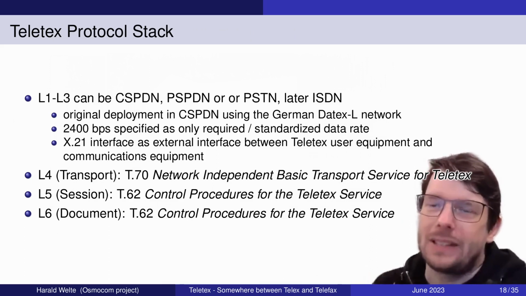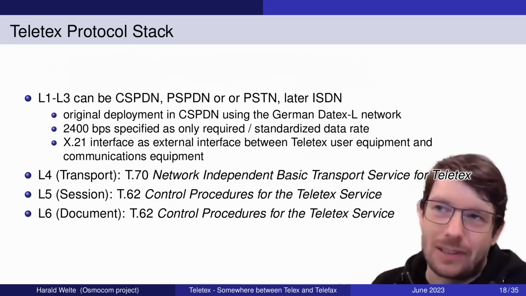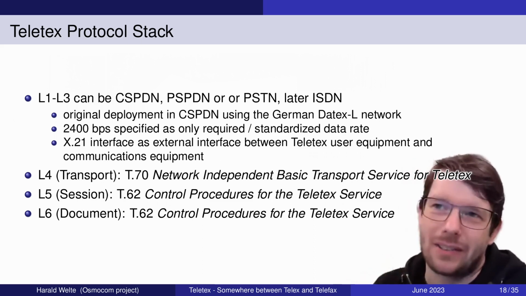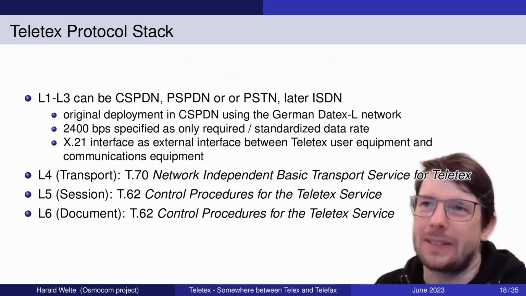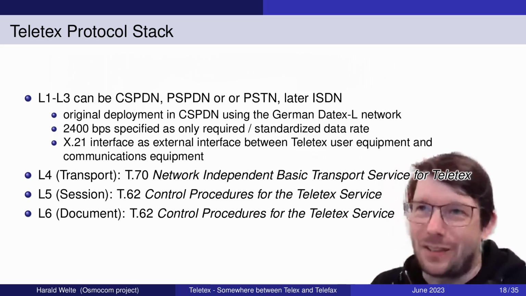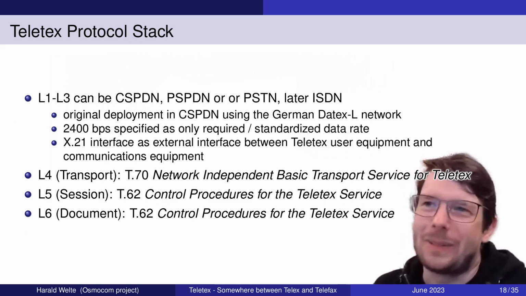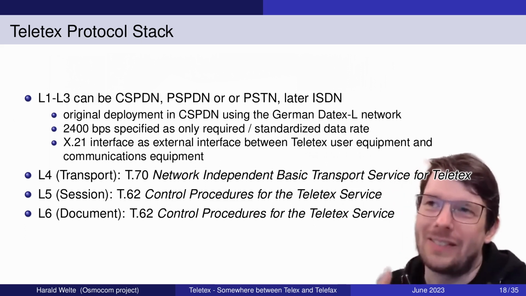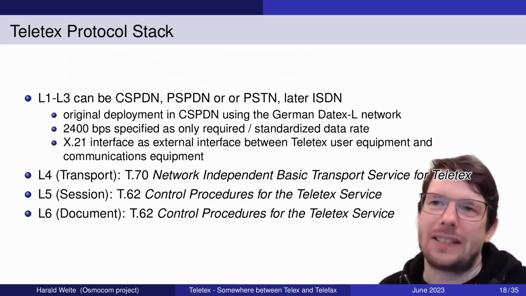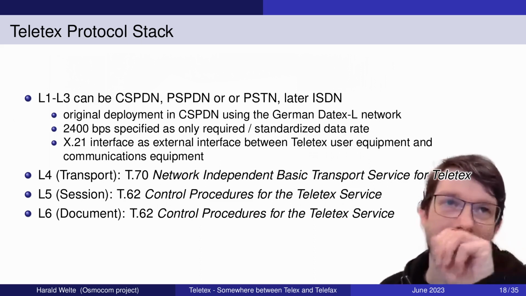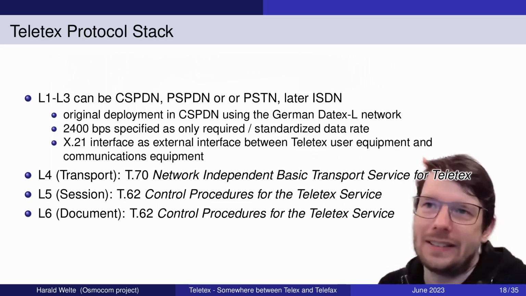The specs say level 1 to level 3 is of course modeled after the ISO-OSI model, and layers 1 to 3 can be either a circuit switched public data network, a packet switched public data network, or the public switched telephony network, later also ISDN. So that means that the actual Teletex specs for L4 to L6 are completely independent of the transport, well, the bearer underneath.